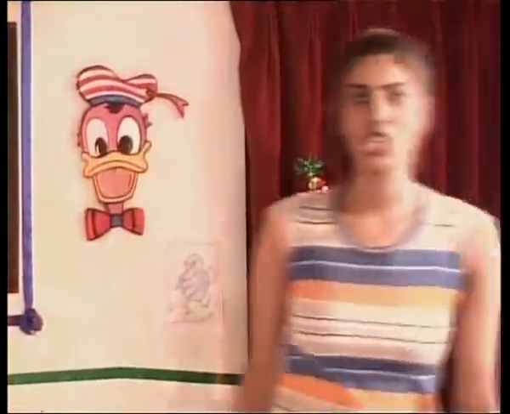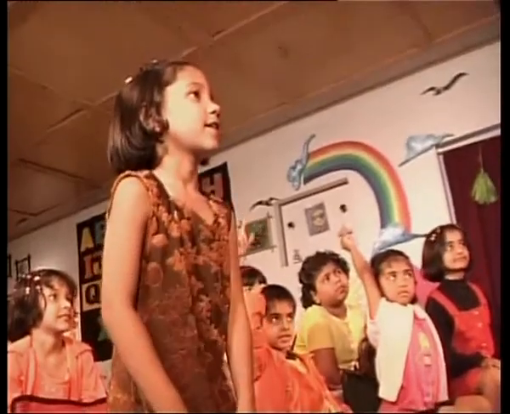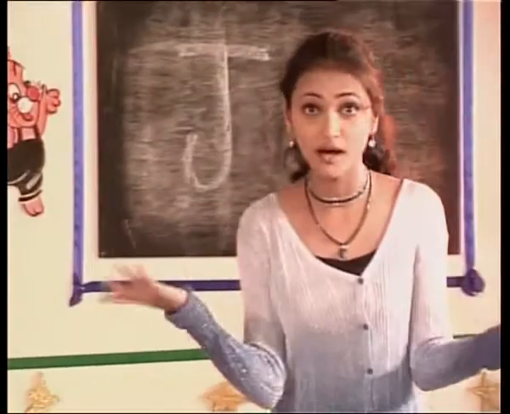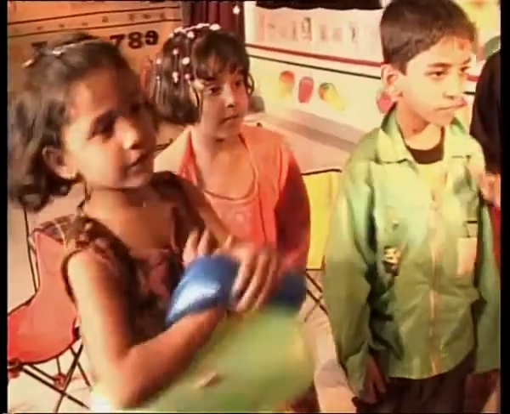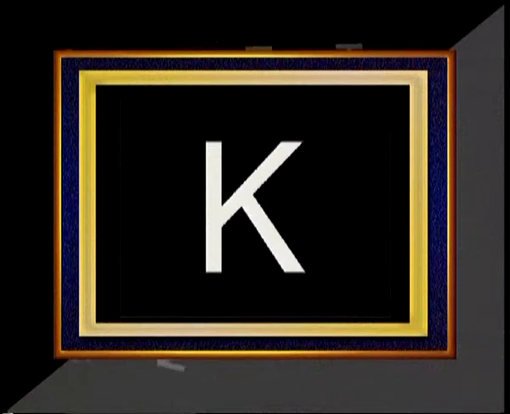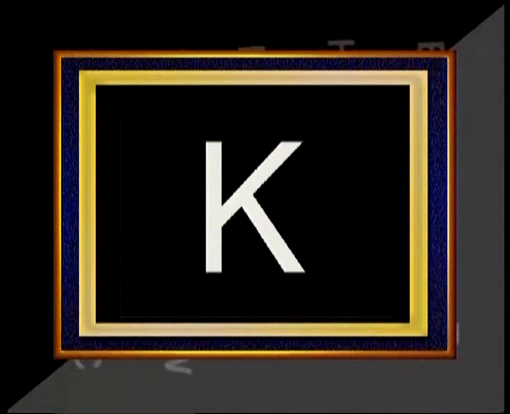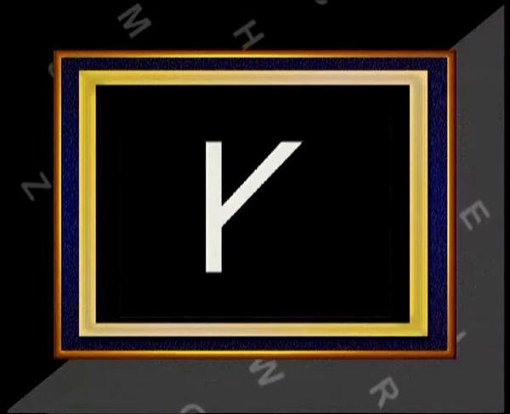And after J comes K. What comes after J? K. Good. Now let us learn how to write K. A standing line, one zig line, and another zig line. This is known as capital K. Hey kids, let us write it again. A standing line, one zig line, and another zig line.